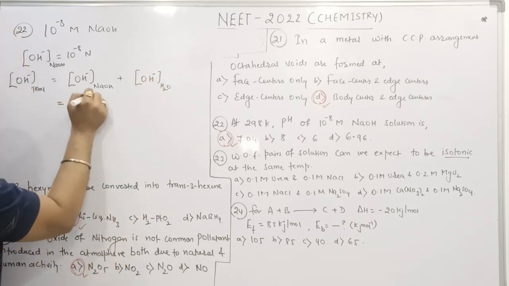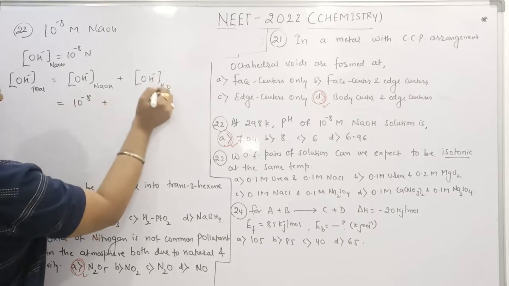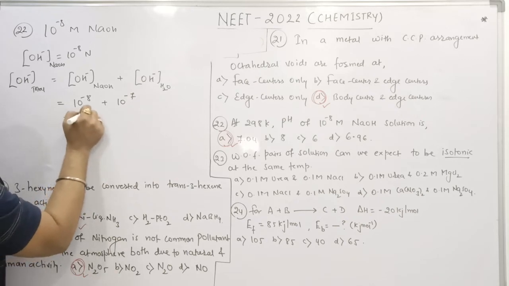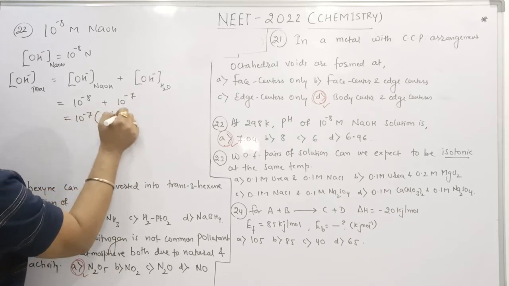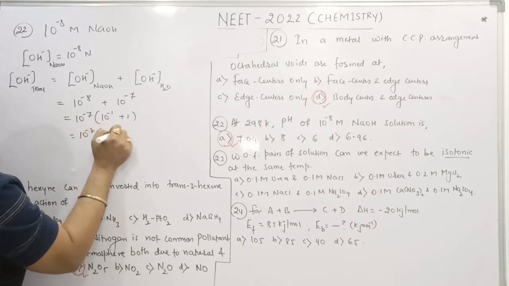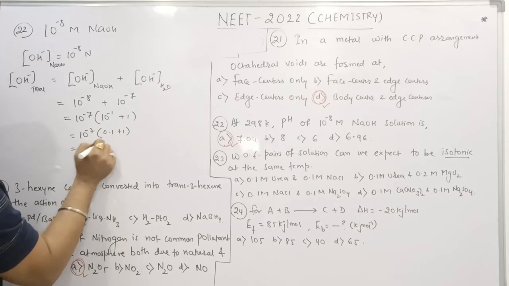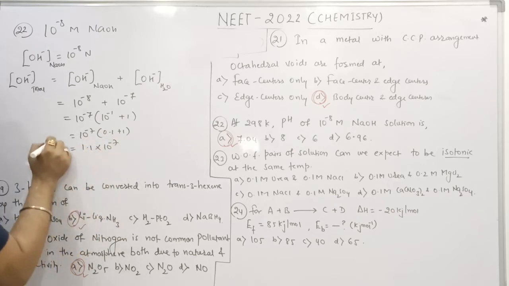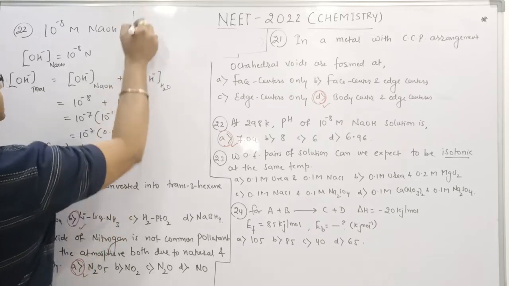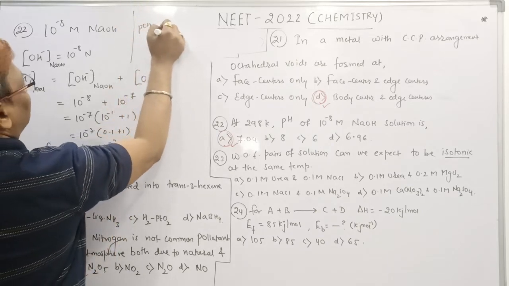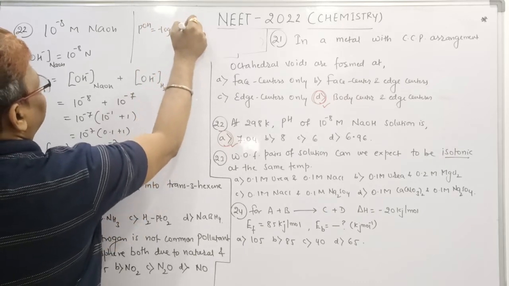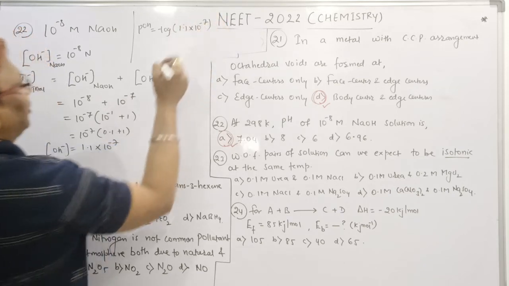Because this value is 10 to the power of minus 8, and OH minus from the water becomes 10 to the power of minus 7 mole per liter, take the common 10 to the power of minus 7 times (0.1 plus 1). Beta, it becomes 10 to the power of minus 7 times 1.1. It becomes 1.1 into 10 to the power of minus 7 as the OH minus ion concentration. Then get the pOH, beta. pOH is equal to minus log of the concentration of OH minus ion, which we have as 1.1 into 10 to the power of minus 7.